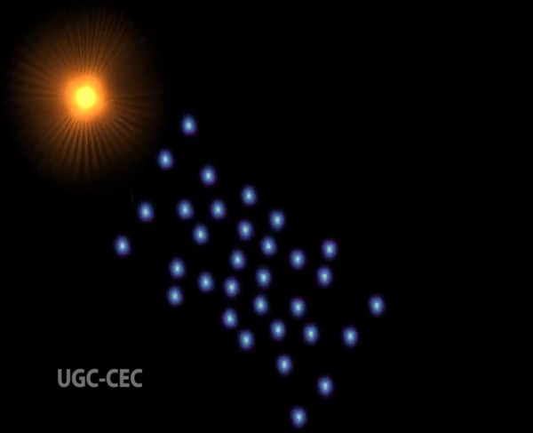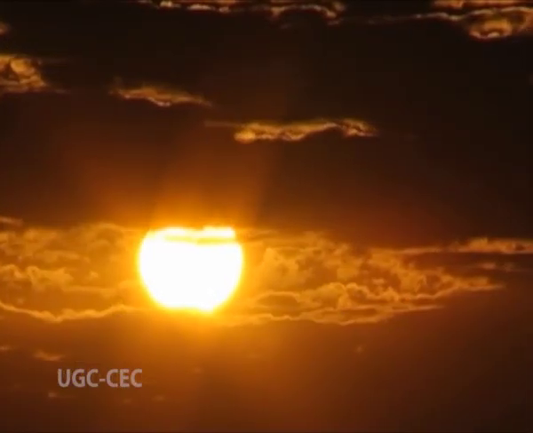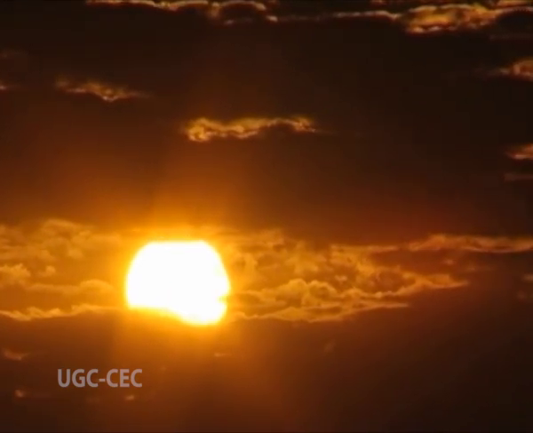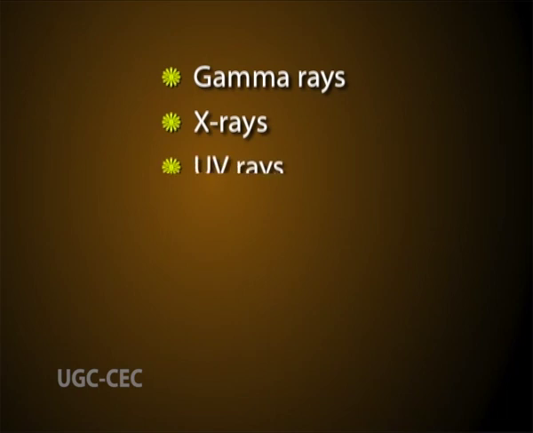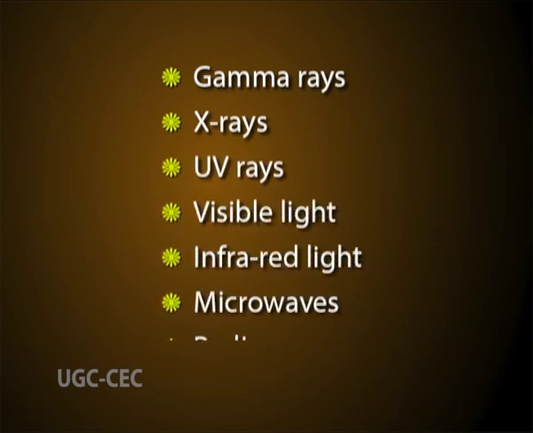Sun sends us energy in the form of small bundles called photons. Photons group together in the form of waves which have different lengths or different numbers of photons. The sun gives off a full range of light of varying wavelengths called the electromagnetic spectrum. The electromagnetic spectrum includes gamma rays, X-rays, UV rays, visible light, infrared light, microwaves and radio waves.